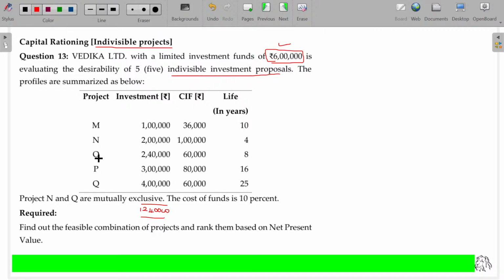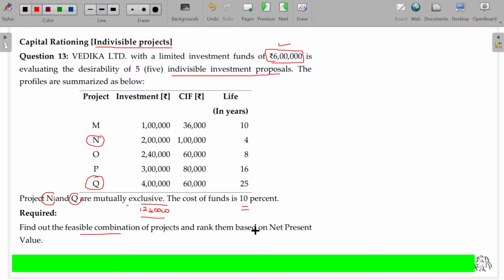Projects N and Q are mutually exclusive. What does it mean? If you choose N, you cannot choose Q. If you choose Q, you cannot choose N. The cost of fund is 10%. Find out the feasible combinations of the projects and rank them based on the net present value.